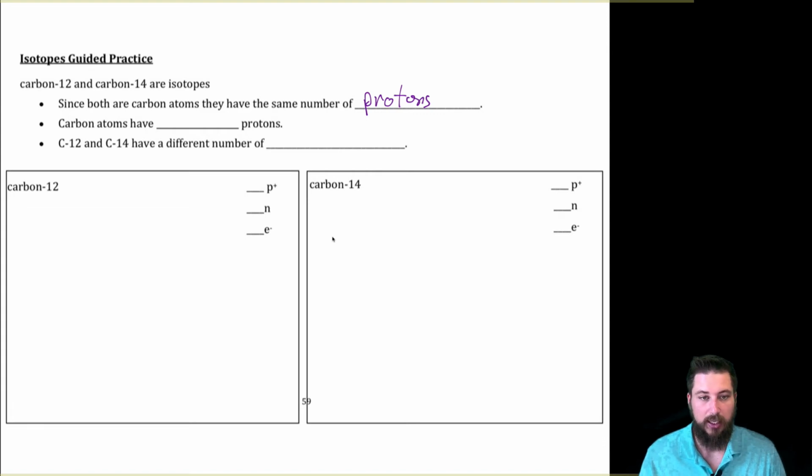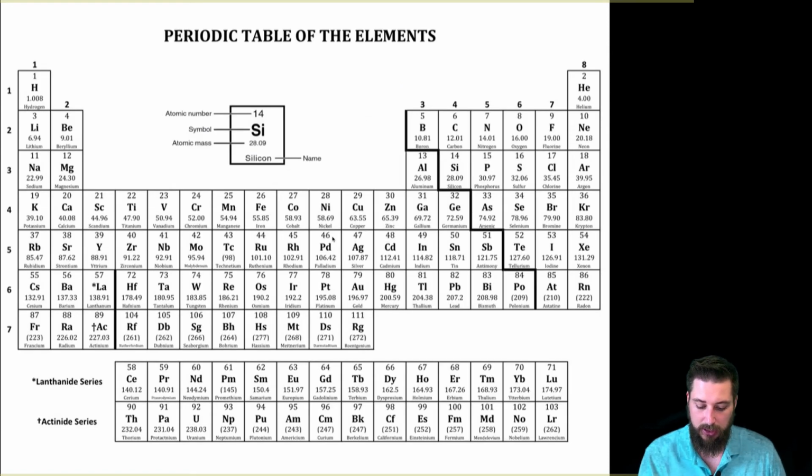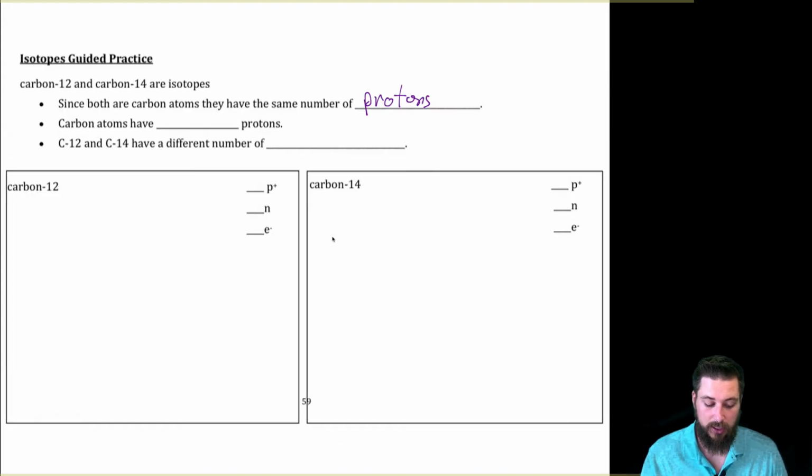Okay. Let's take a look at the periodic table to see how many protons carbon has. So here's carbon. You'll see that it has 6 protons. And so we look at the periodic table to tell us the number of protons. And so if you take a look, carbon atoms have 6 protons. All of them do. Every carbon atom in the universe.